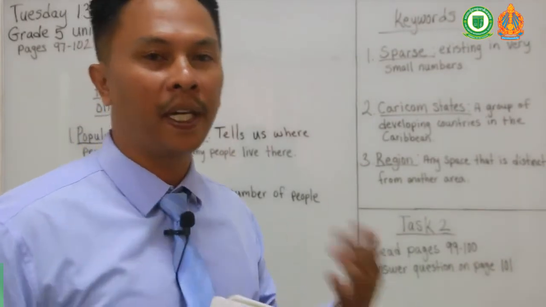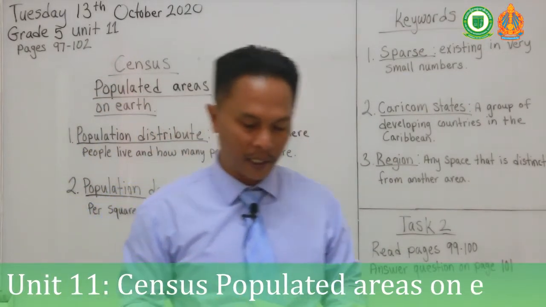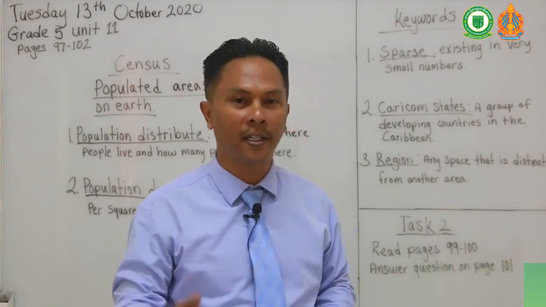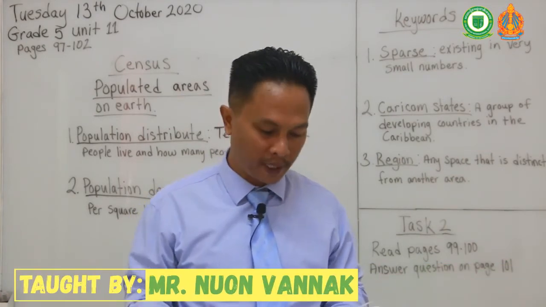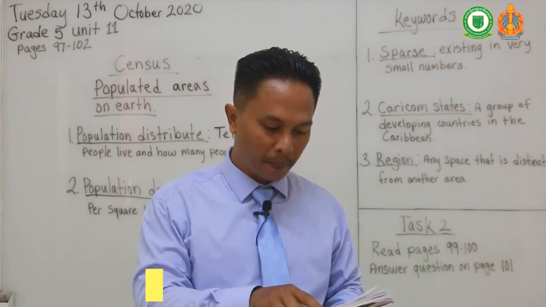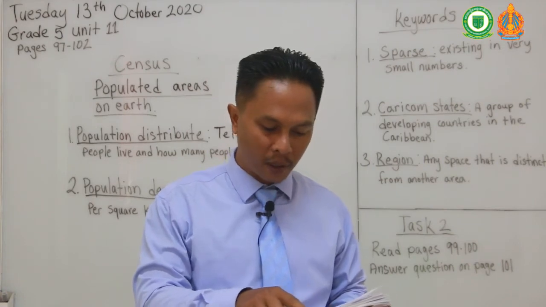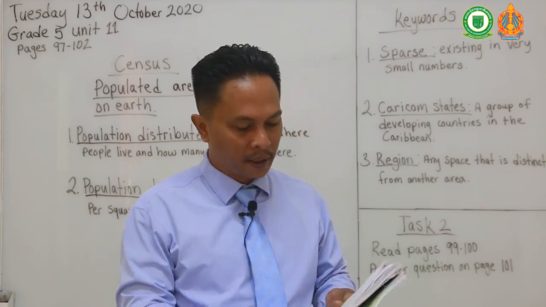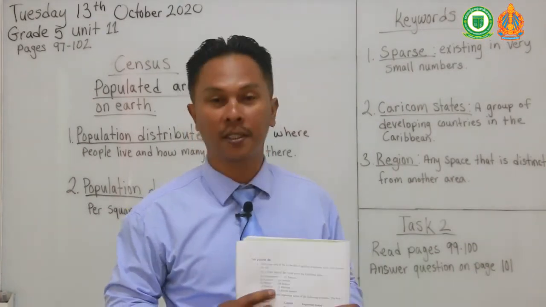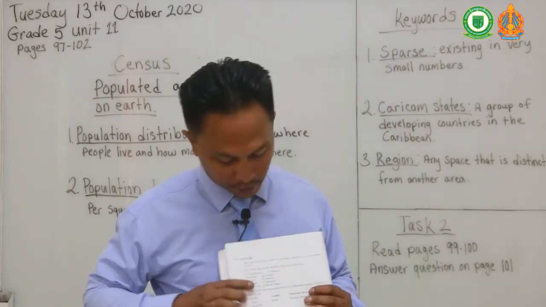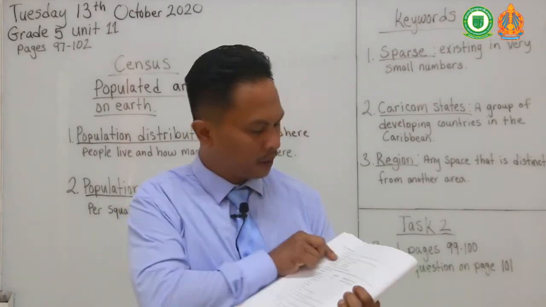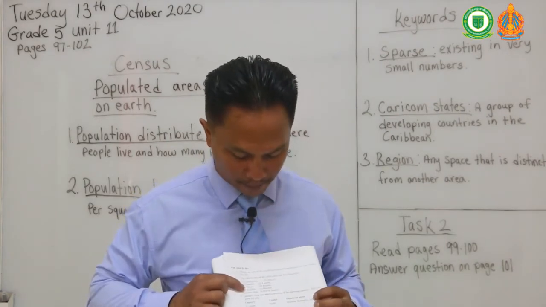So you could pick any place in the world that you think is sparsely populated, but then you have to write a reason why you think it's sparsely populated, okay? And then on number 2, it says on a blank map of the world, insert the following cities. So I will send you a blank map of the world, and then you guys can draw it, and then you guys have to write the cities onto the map, okay?